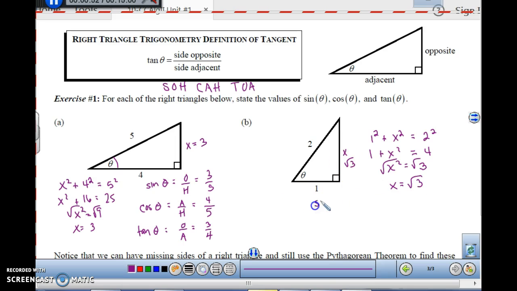Okay, so sine is opposite over hypotenuse, which would be the square root of 3 over 2. Cosine of theta is adjacent over hypotenuse, which is 1/2. And tangent is opposite over adjacent, which would be the square root of 3 over 1, which is just the square root of 3. Okay, now you probably could tell me right now what the theta angle is for this. If sine of theta is square root of 3 over 2, and cosine is 1/2, that's a 60-degree angle. But we'll get to that later.